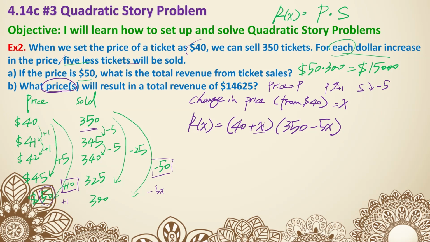And what we're trying to find for part B is when this revenue is going to be 14,625. So we're going to set it equal to 14,625.